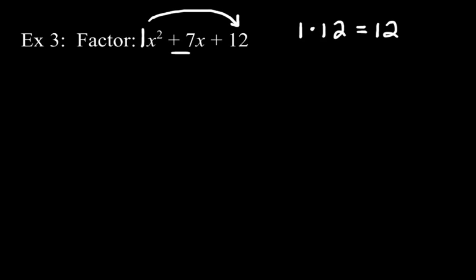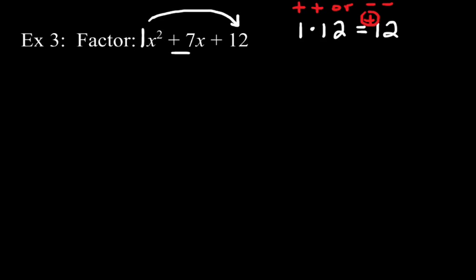Now, I want us to think about this, because I could start listing a whole bunch of different factors, and as you do this, you're going to get better and better at it. But I want us to think through this first. Since this is a positive 12, and you're multiplying two numbers together and getting a positive answer, those numbers are either both positive numbers or they're both negative numbers. And that's going back to our rules for multiplication.